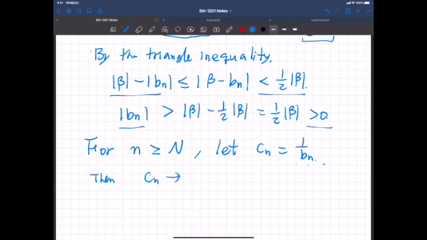Then Cn converges to 1 over beta. You should verify this. How can you say this? If we define Cn by this, Cn converges to this.